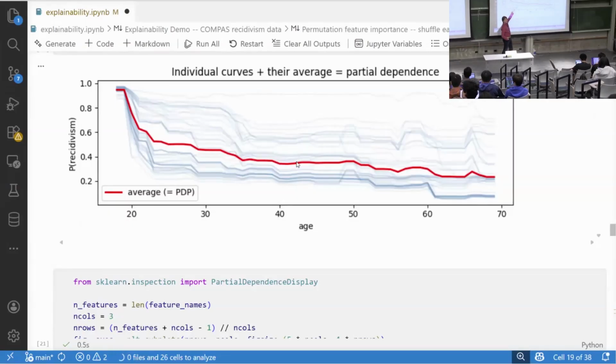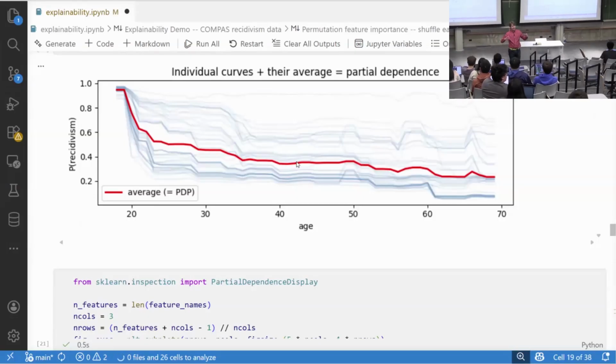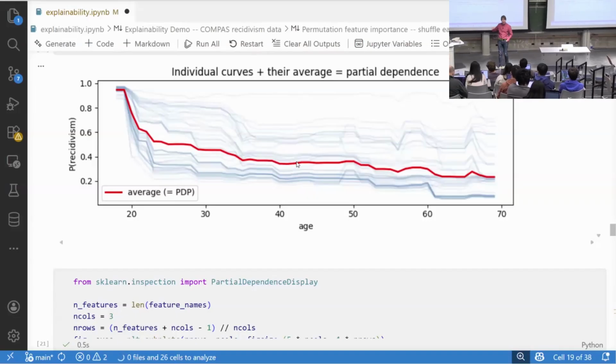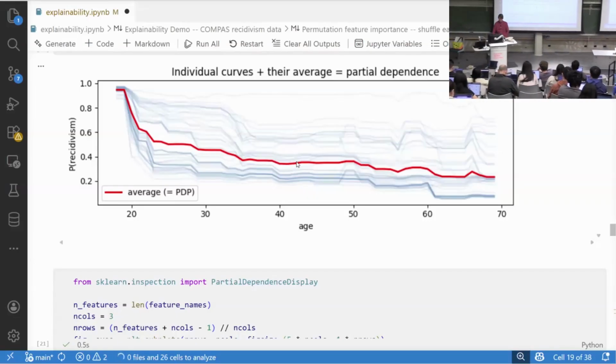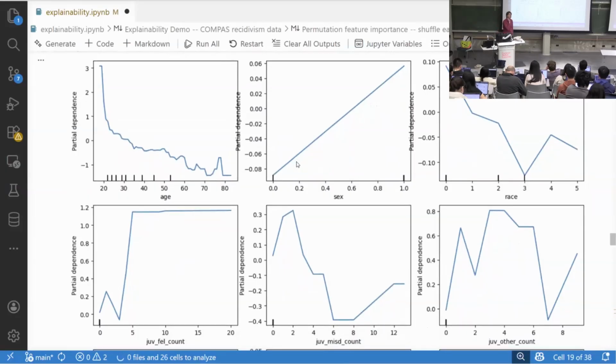And then on top of this, I can see how that changes. Young people are considered more likely to reoffend, and then the older you get, the less likely the model thinks that you're going to reoffend. Does this make sense? So it's not just that the model uses age, but also this is how the model in general looks at age. And if you have U-shaped functions or anything nonlinear, you can also see this. So I've run this here for all features in this data set.